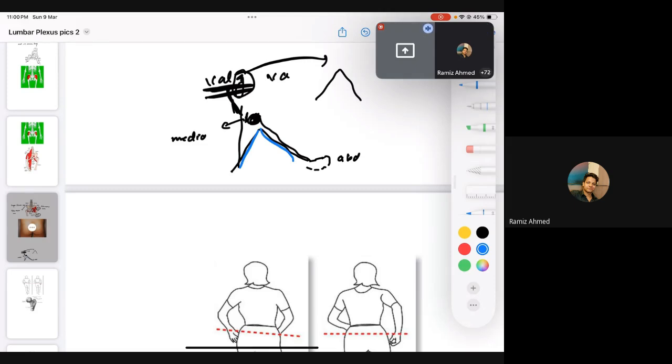Thank you. So valgus means away from each other. Yes. Away from the body, and it's seen with medial collateral ligament injury. Okay. Yes.